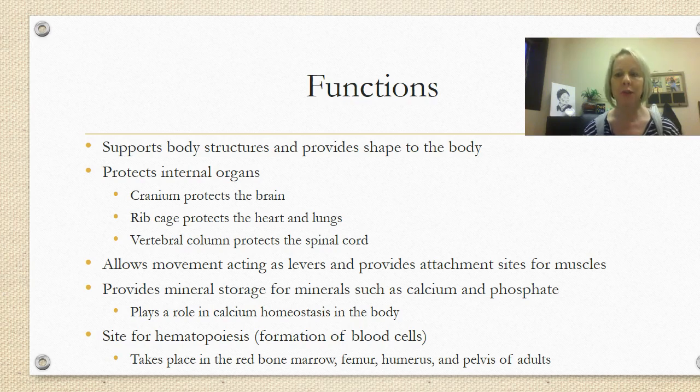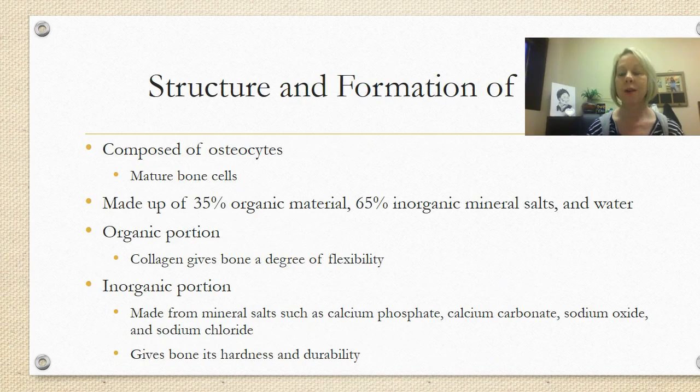Bone is important for hematopoiesis, also called hemopoiesis, which means the formation of blood, and that takes place in red bone marrow. Bone is a connective tissue. It's made of cells and matrix, just like all connective tissues are. Osteocytes are the mature bone cells. Bone matrix is made up of both an organic portion and an inorganic portion. The organic portion has collagen fibers. The inorganic portion is made up of mineral salts.